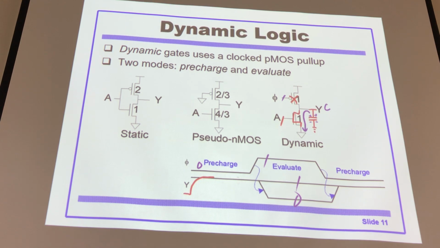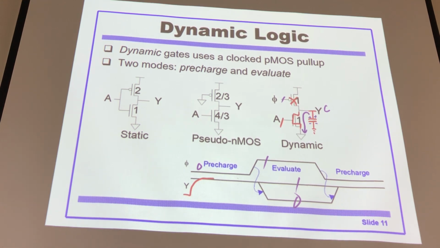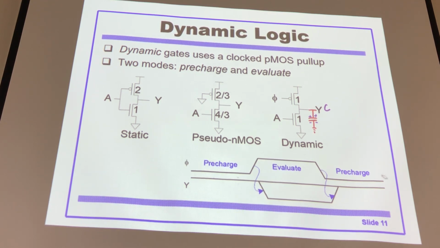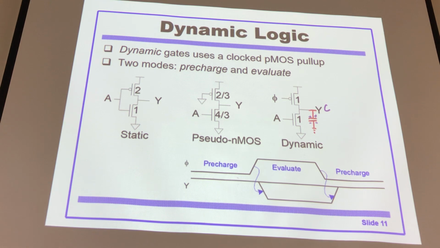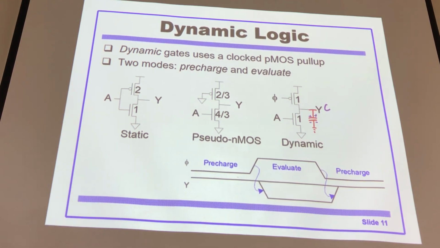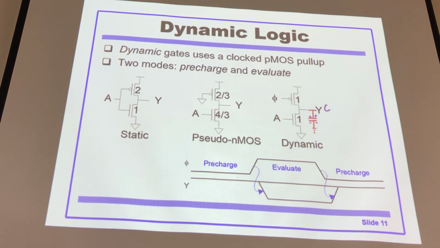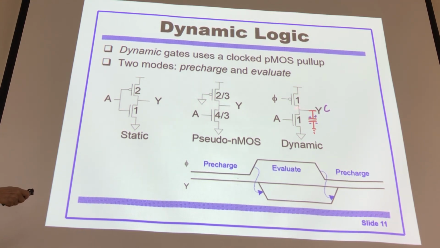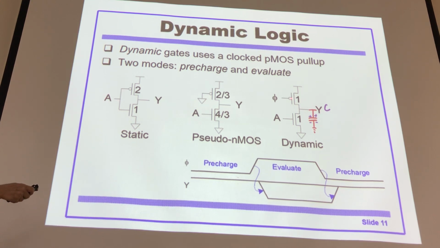Okay, let me repeat it. It's going to be a little bit complex. Let me try to repeat it. This is a dynamic logic. Okay, so you can see that it's not the same as the static CMOS. There's a PMOS transistor, just like pseudo MOS, but this PMOS transistor is with the clock signal with the terminal voltage.